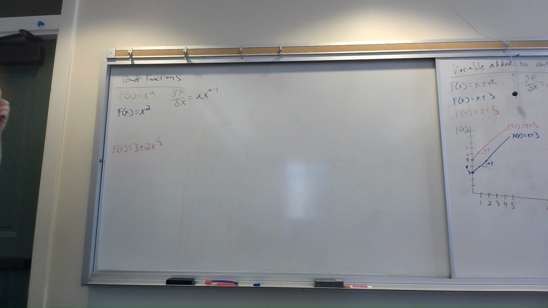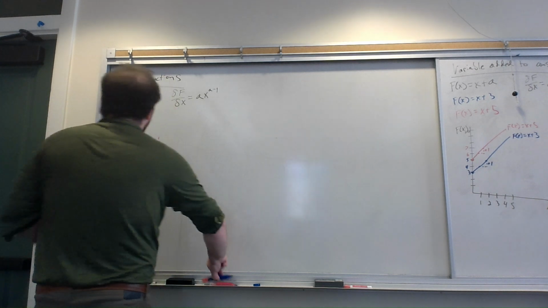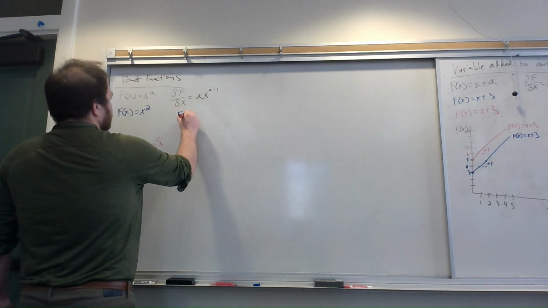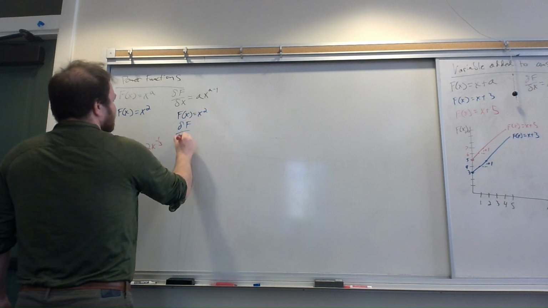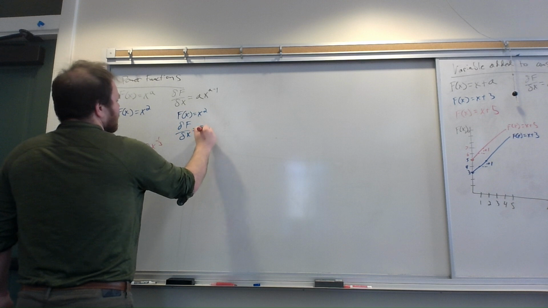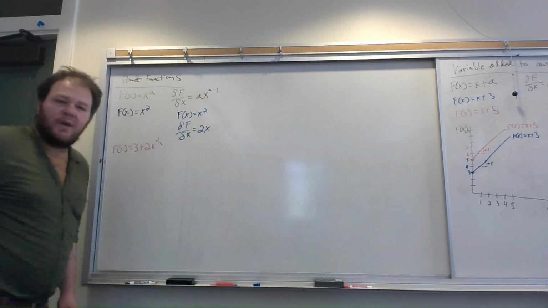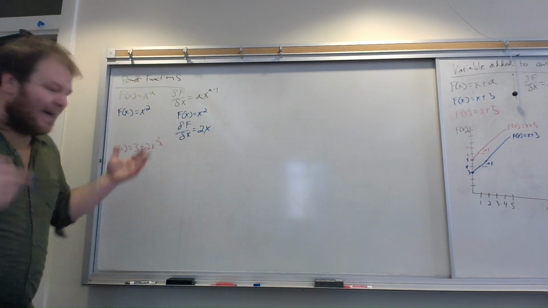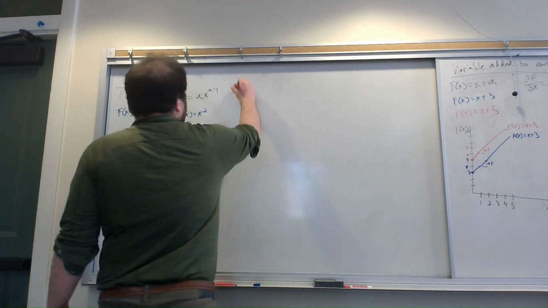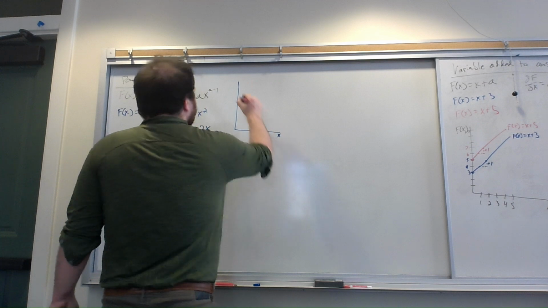Okay, so for example, if we have f of x equals x squared, we would say the derivative of f with respect to x is going to be 2 times x. Yeah? Okay. If we want to justify this a little bit, without going full epsilon delta proof and spending a lot of time on it, we could very quickly graph this.